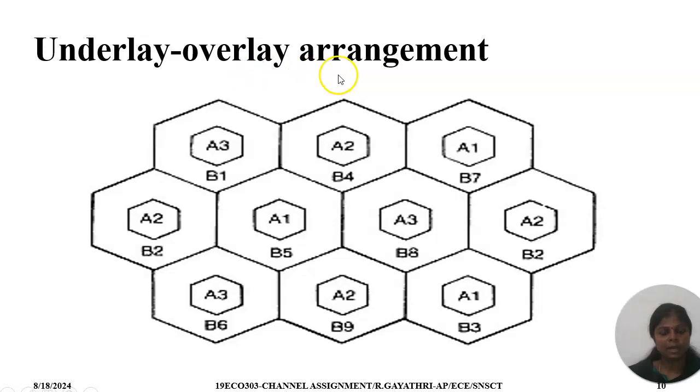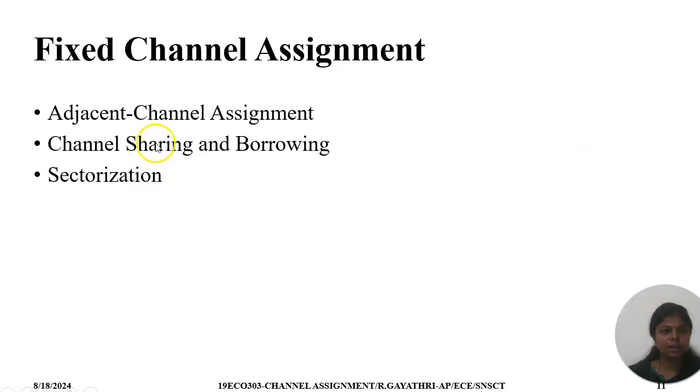In the underlay-overlay arrangement, the cells are arranged in groups of clusters, and within each cell we have a small cell: A1, A2, A3, and in between we have B1, B2 up to B7. Then, under fixed channel assignment, we have adjacent channel assignment, channel sharing and borrowing, and sectorization.